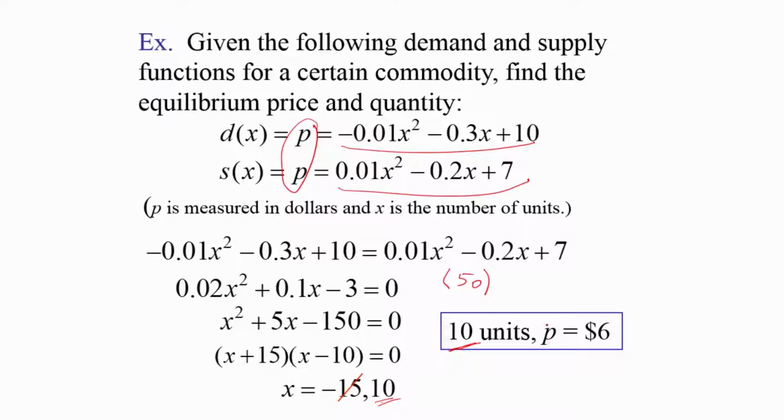To find the price, we plug it into one of these equations. It doesn't make any difference which one. You plug 10 into one of these equations. So it would be 0.01 times 10 squared minus 0.2 times 10 plus 7. So 10 squared is 100. 100 times 0.01 is 1. Minus 10 times 0.2 is 2. Plus 7 equals 7 and 1 is 8. Minus 2 is 6. That gives you the price. The price will be 6. That's how you find the equilibrium: 10 units sold for a price of 6.